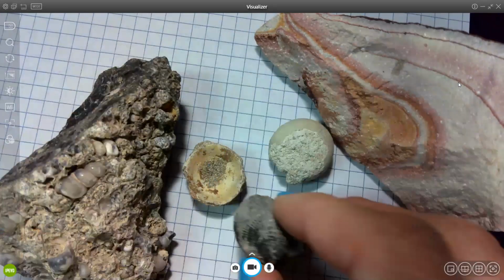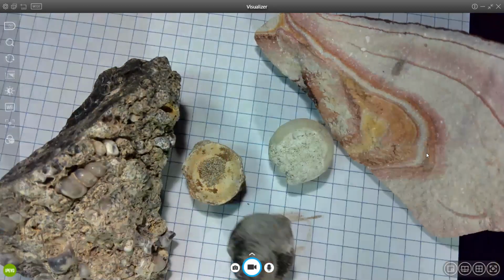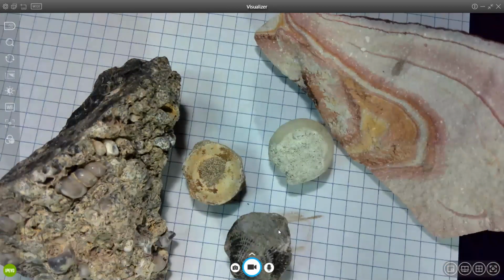Now, why do you think sediments or fossils could only be formed in sedimentary rock? Why do you think that is?